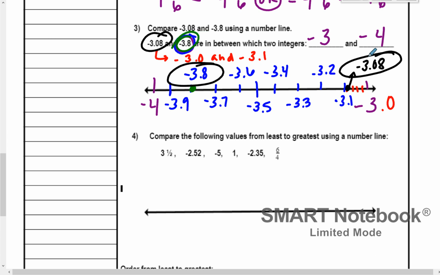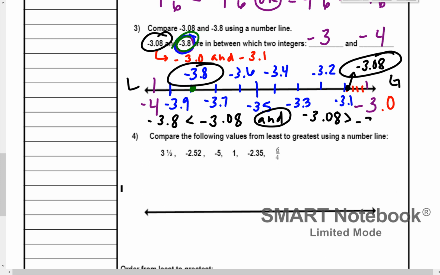Okay, so we are comparing -3.8 and -3.08. Two answers. One could be -3.8 is less than, since it's farther to the left. Left is less. Okay, is less than -3.08. And -3.08 is greater than -3.8 since it's more to the right. Okay.